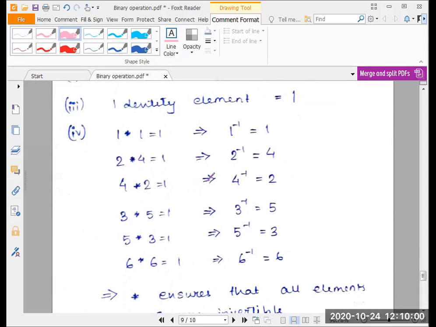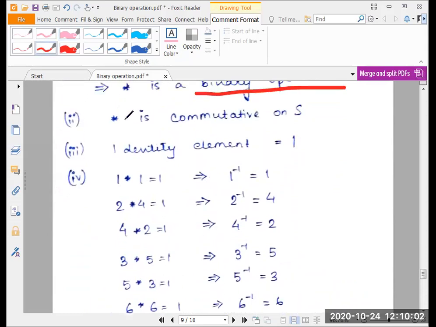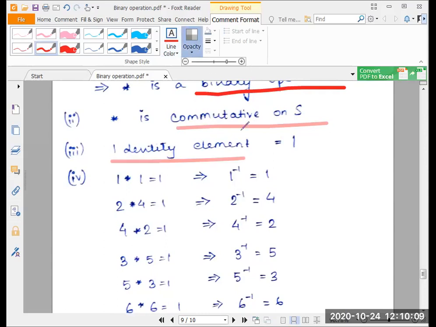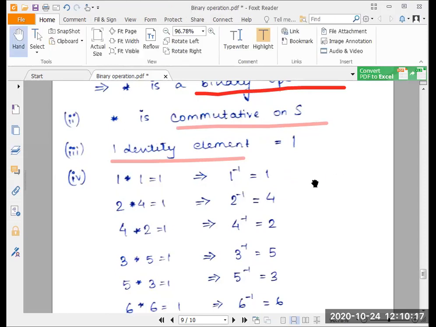The final property that I'll be doing is, so I've done commutative property, I've done identity element, and I forgot to change the opacity. Doesn't matter, it's all right. So the next thing that I do is I look at the existence of inverse.